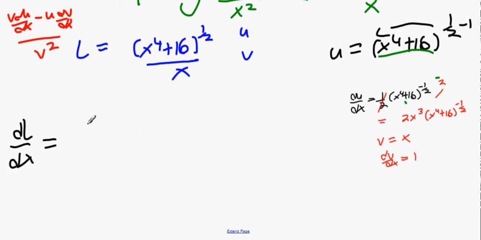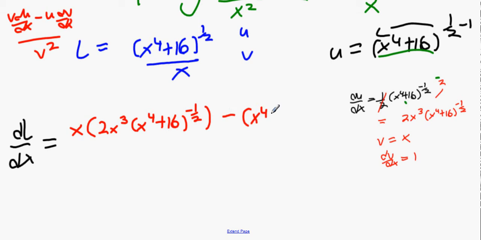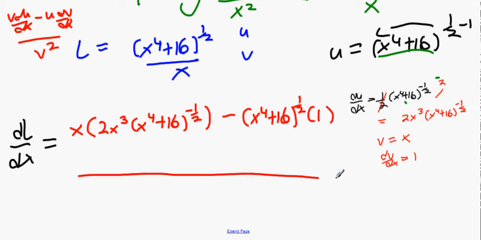So v times du/dx is going to be x times du/dx, which is 2x cubed times x to the 4 plus 16 to the power of minus a half. Then we're going to get minus u times dv/dx, which is minus x to the 4 plus 16 to the power of a half, times dv/dx, which is 1, all divided by x.